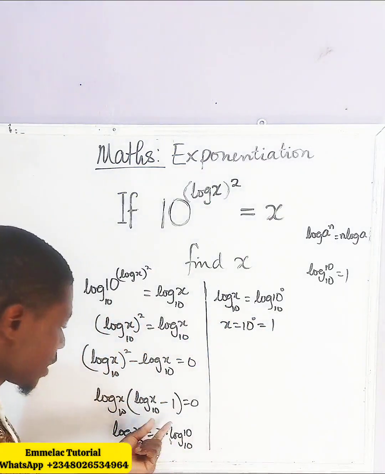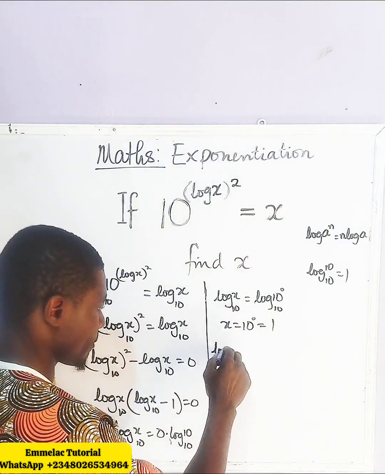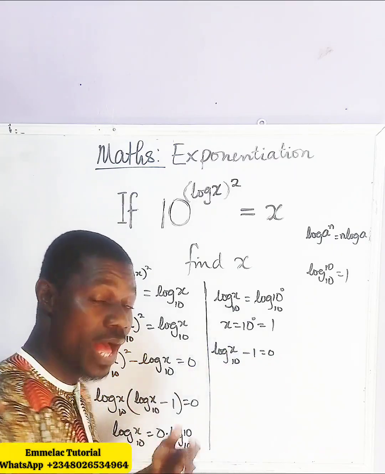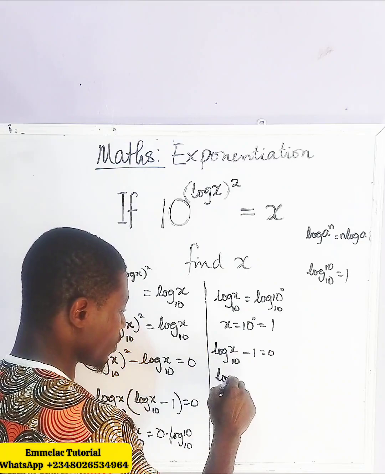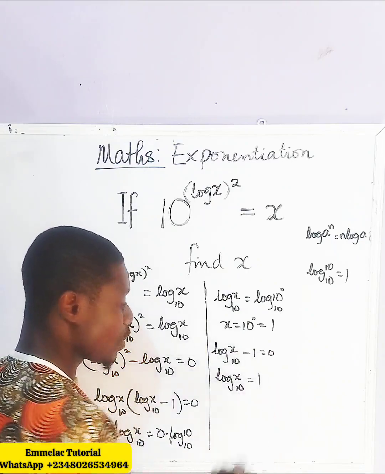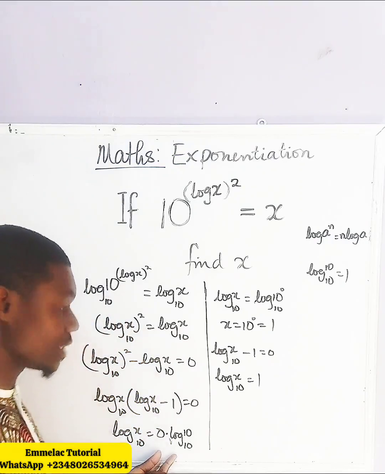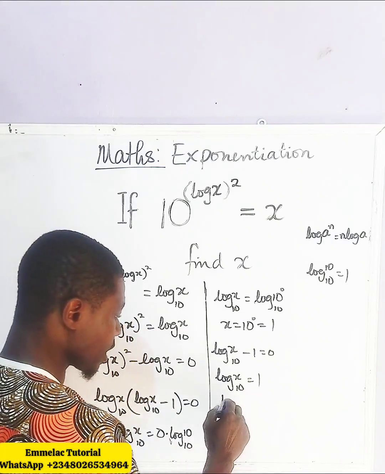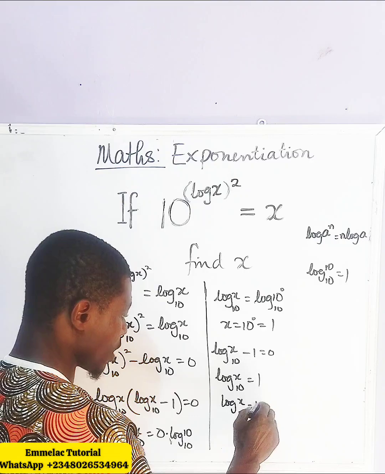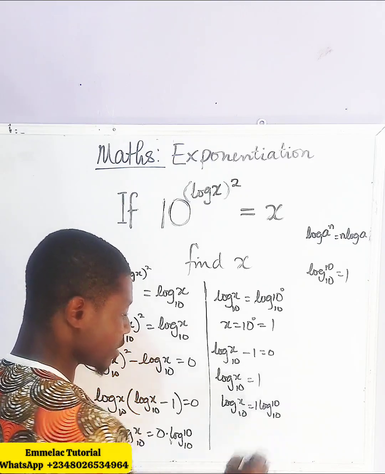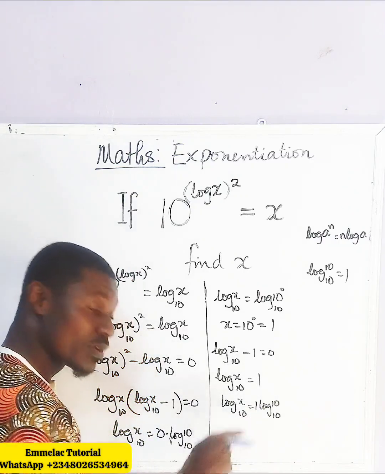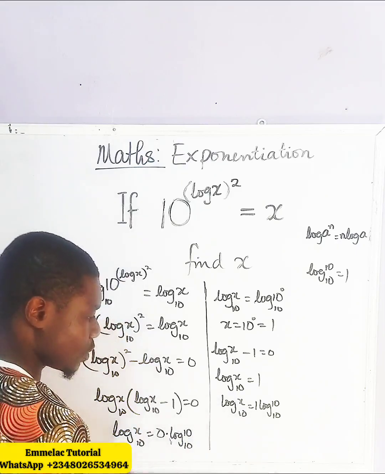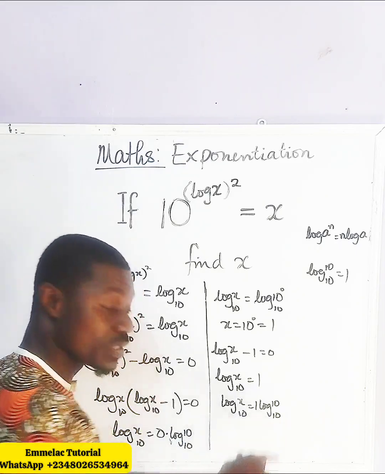So the next one here we have log x base 10 minus 1 equals 0. Adding 1 to both sides, you have log x base 10 equals 1. Applying this rule here, we end up having that log x base 10 equals 1 log 10 base 10. This is only applicable if you have log base 10. If it is base 2, it is the same thing, whatever number the base is.